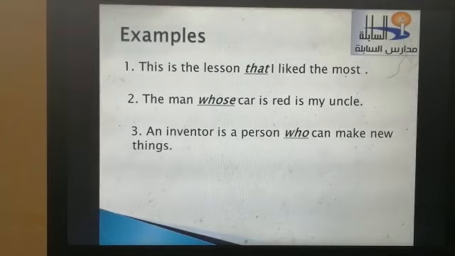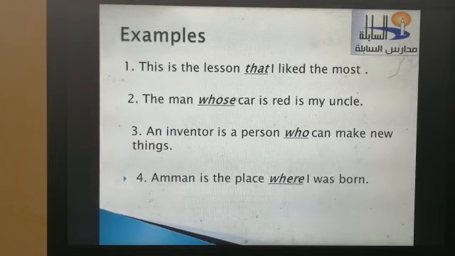An inventor is a person who can make new things. So we are talking about an inventor, and he is a person, so we are using who. We are using who here because who comes as a subject. Amman is the place where I was born. Here we are talking about Amman, and Amman is a place, so we are using where.